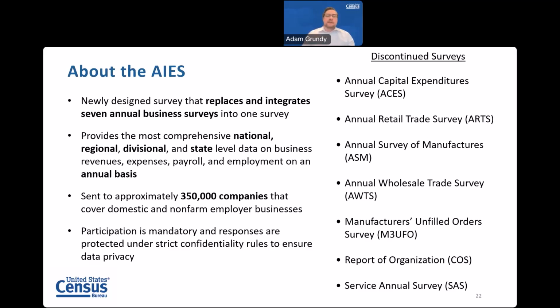So this survey was sent to approximately 350,000 companies that cover domestic and non-farm employer businesses. The participation for these respondents was mandatory, but we kept the data under strict confidentiality rules to ensure that the businesses felt comfortable reporting their year-end numbers to us under our own protections in Title 13 and Title 26.